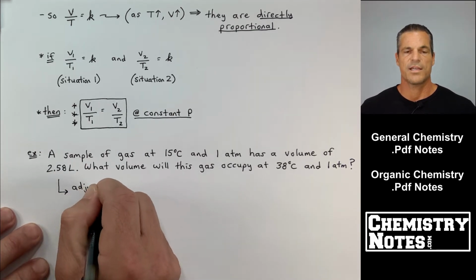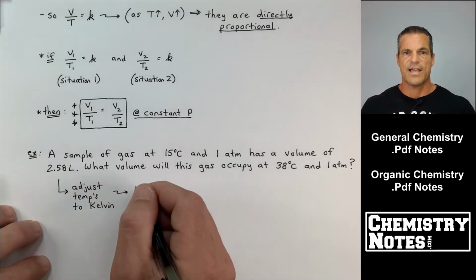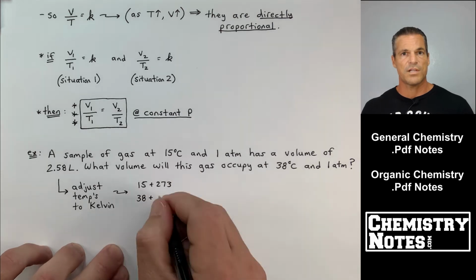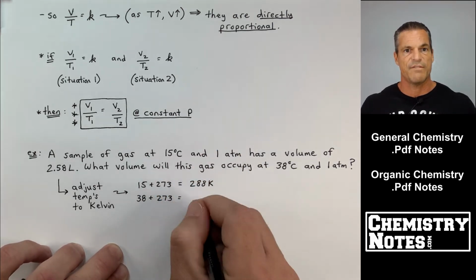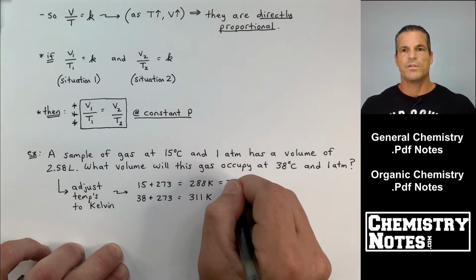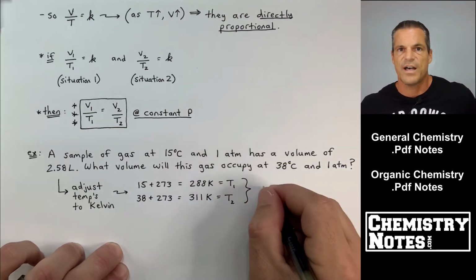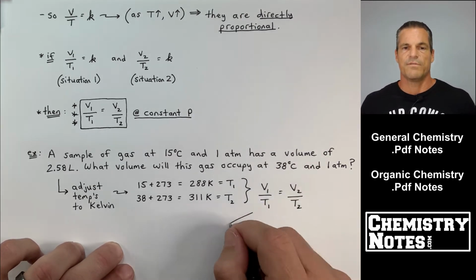What they're asking is what volume the gas will occupy if the temperature is increased. Well, if the temperature goes up, the volume is going to have to go up. We expect a value greater than 2.58 liters. First thing we do when we see Celsius in this entire chapter, this entire section 5, take all the Celsius values, convert them to Kelvin.